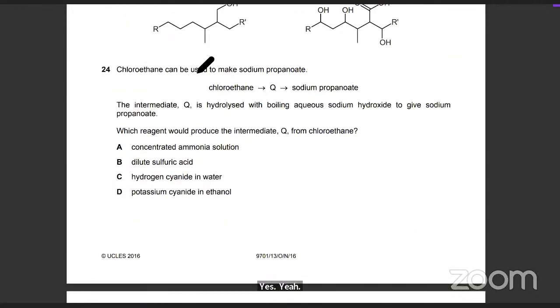Then he says chloroethane can be used to make sodium propanoate. The intermediate Q is hydrolyzed with boiling aqueous NaOH to give sodium propanoate. So I have a halogenoalkane, which is chloroethane. My starting point is chloroethane, that's C2H5Cl. It's a halogenoalkane.